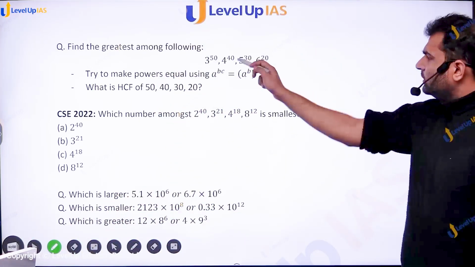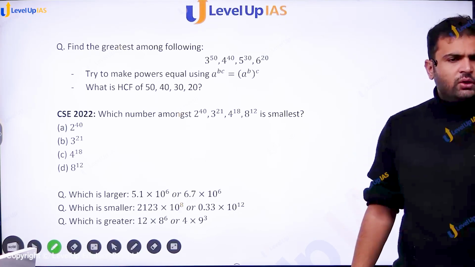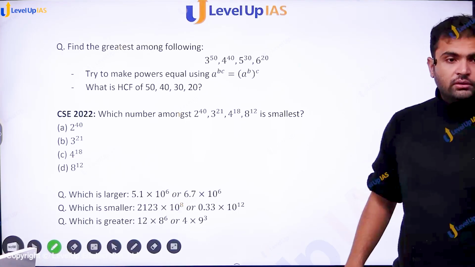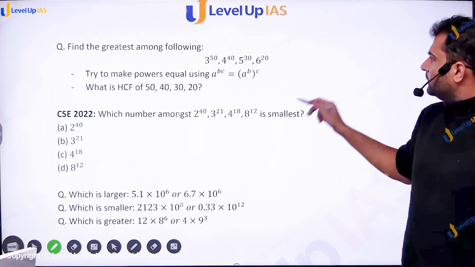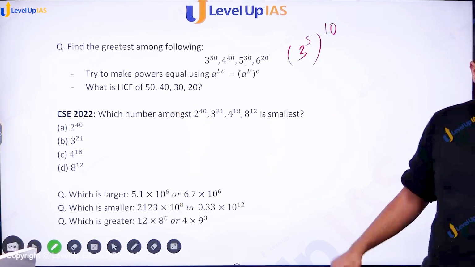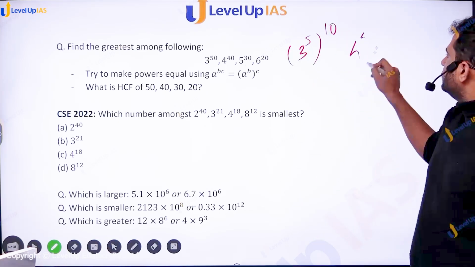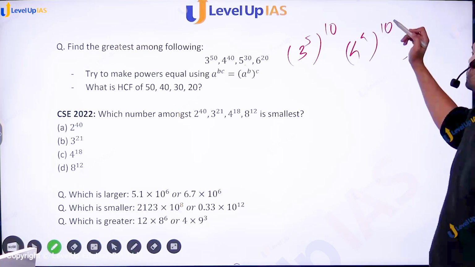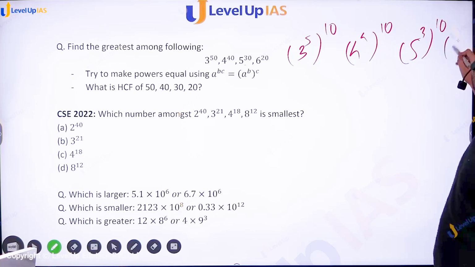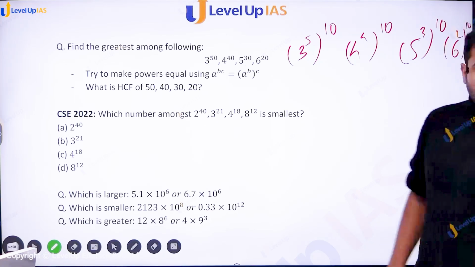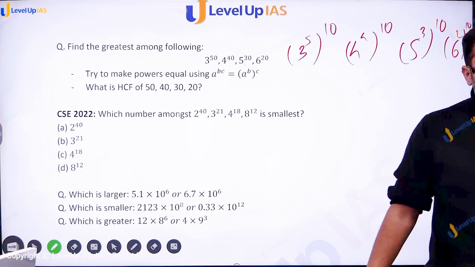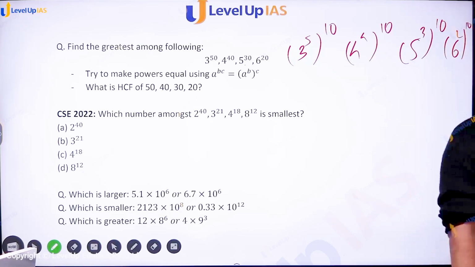What we do is, of course, we firstly observe that all are powers of 10. Let us see. HCF is 10. So we can write it as 4 to the 40 as (4^4)^10, (3^5)^10, (5^3)^10, and (6^2)^10. Right? Now because we have the same power, the larger the base, the larger would be the number. So it is just about calculating these powers.